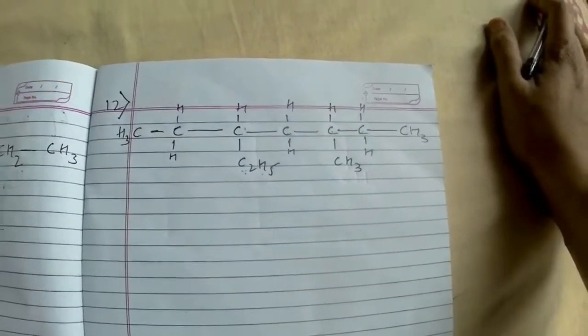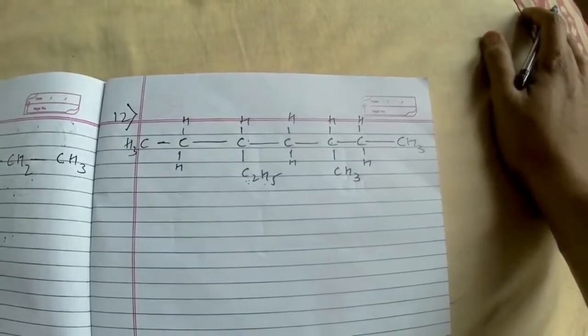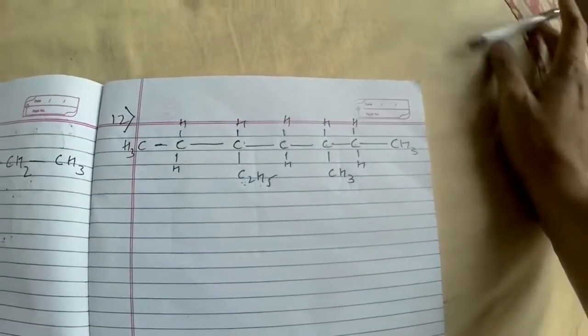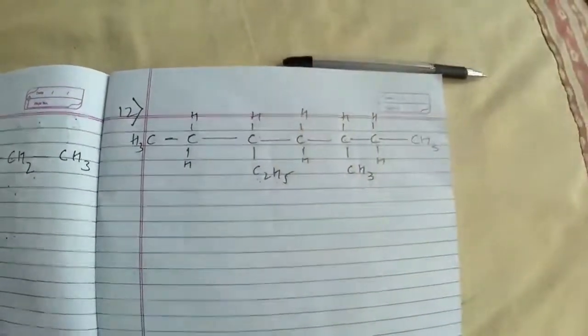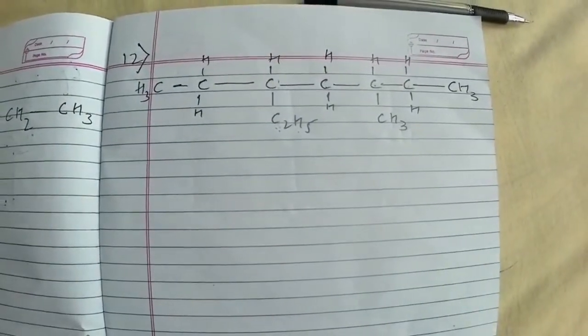So this is all about the longest chain and a little bit of naming. Later on we will discuss other topics in the online class, but you have to watch the video. If you don't watch the video, you will not understand organic chemistry.